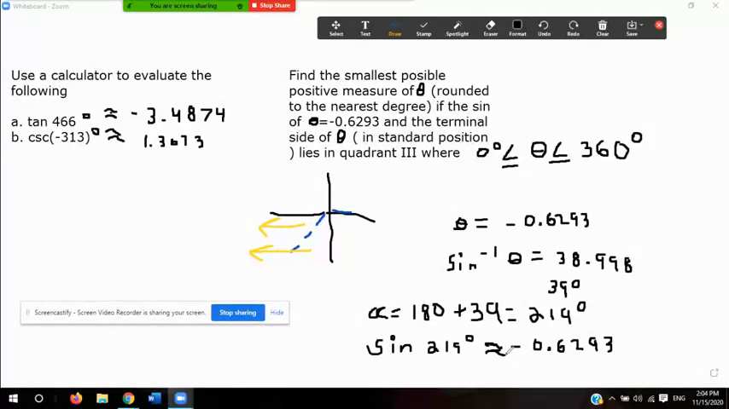So that's pretty much how we use our calculators to find the values of angles that have no special angle properties. And this is how we use our calculators to find the angles when we have a value of a specific trigonometric function given to us.